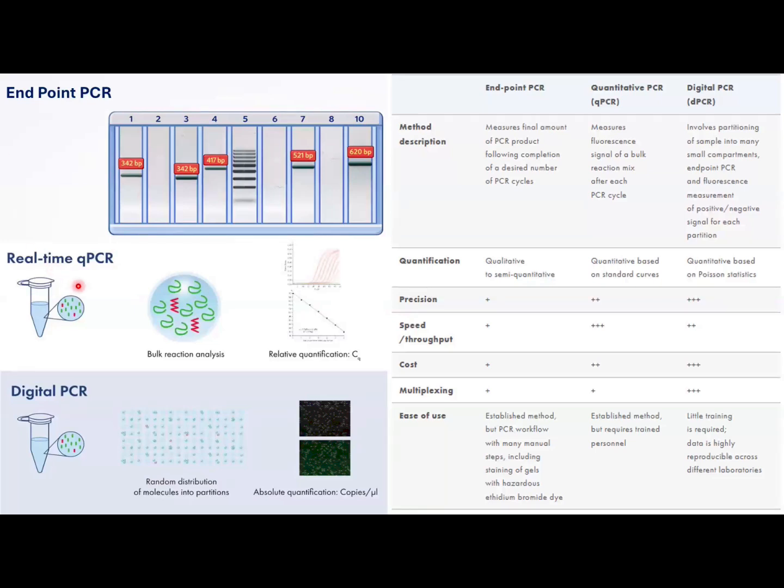Then comes RT-qPCR. I've just discussed its utility in CML. It measures the fluorescence signal of the bulk reaction mix. It has high speed and high throughput. It is slightly costlier than end-point PCR, but less costly when compared to digital PCR. But there is a drawback that it cannot be multiplexed.